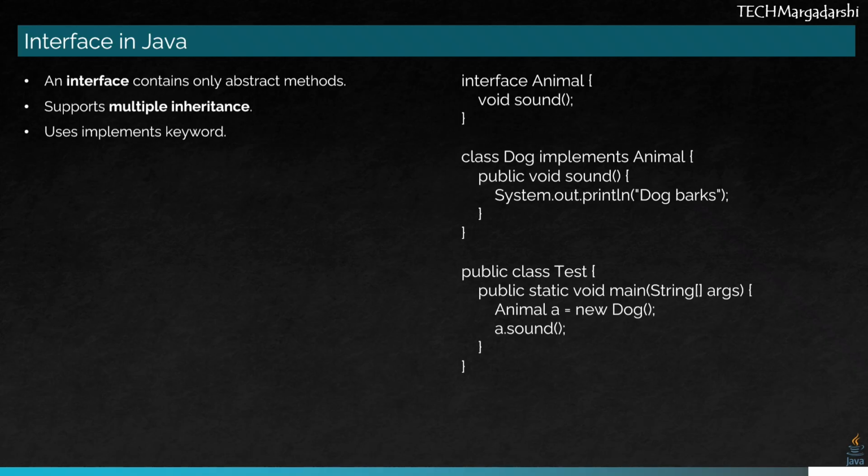In the main method, we create a reference of the interface animal, but we assign it an object of the dog class: animal a equals new dog. When we call a dot sound, Java calls the sound method of the dog class. This shows runtime polymorphism. The interface hides implementation details.